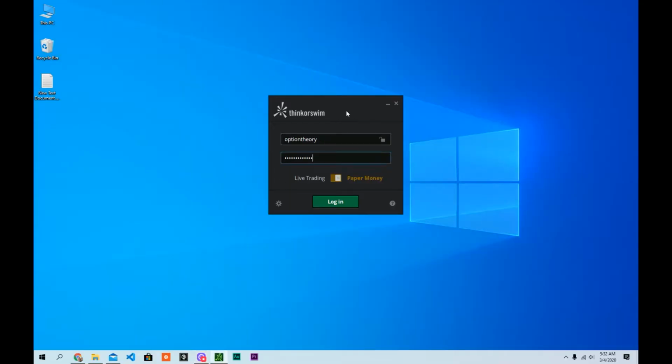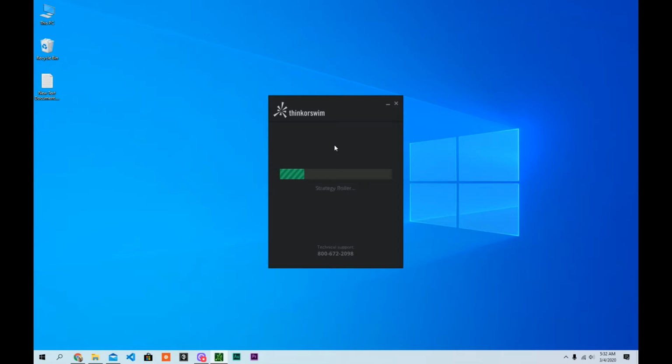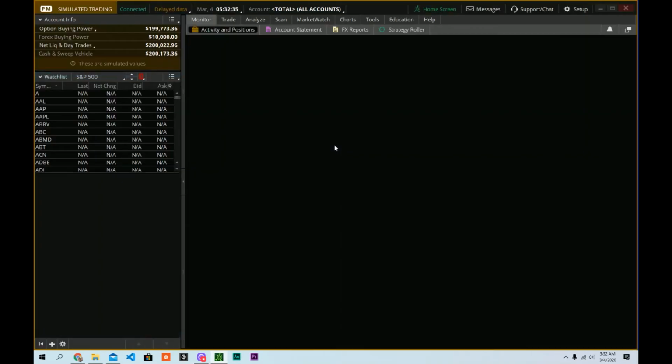Here's Thinkorswim. I haven't logged in yet. There it is, logging in now. Let's see how long the updates take, if it's going to update anything. All right, that's not too bad.